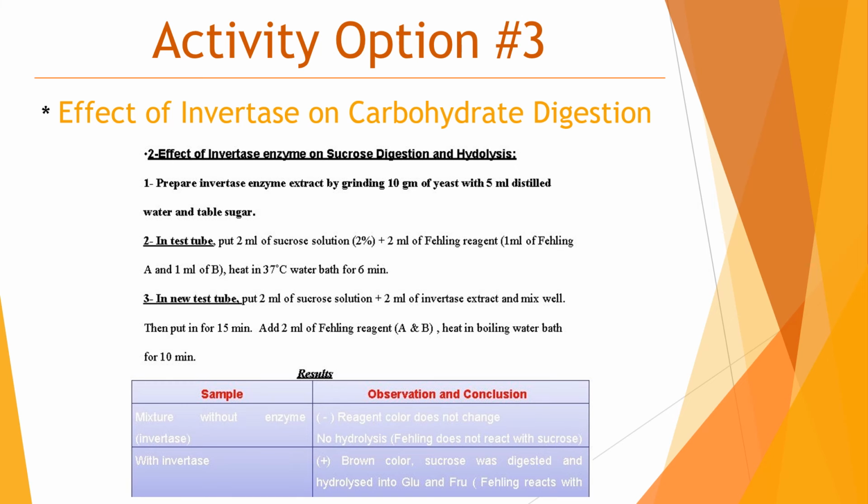In this activity, students will look at the effects of enzymes on carbohydrate digestion. In this lab, students will take 2 samples of a 2% sucrose solution in a test tube and add invertase to 1 sample. Students will then mix these samples and boil them in a water bath over a period of time, and then measure the amount of remaining sucrose in each sample.